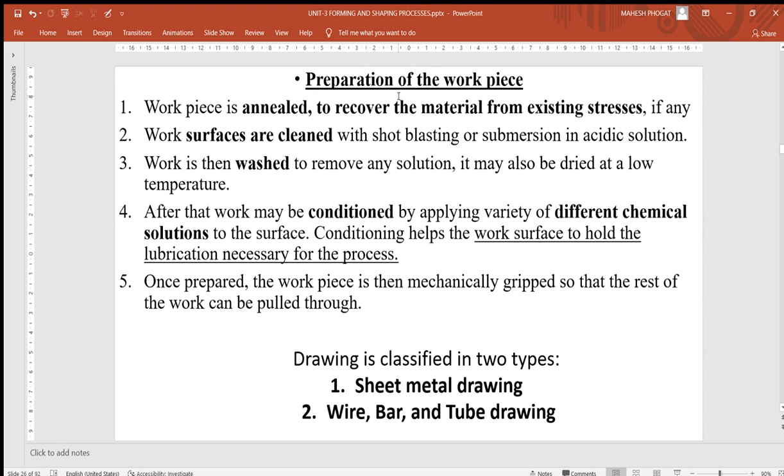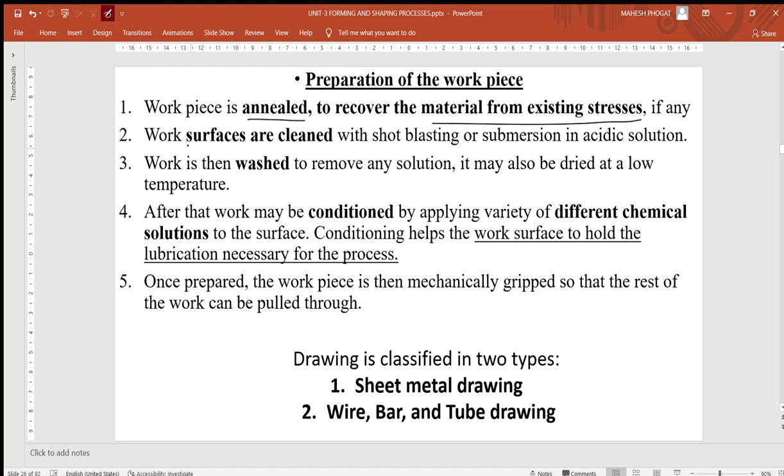Before moving ahead to the machinery, you need to prepare your workpiece. So the workpiece is to be annealed. Why is annealing to be done? So that any initial existing stresses are removed. Or let us say the workpiece has come from some other machine. There are chances that if any kind of load was applied on it, some residual stresses might be present in that workpiece. So that has to be removed, and for that you can carry out the annealing process.